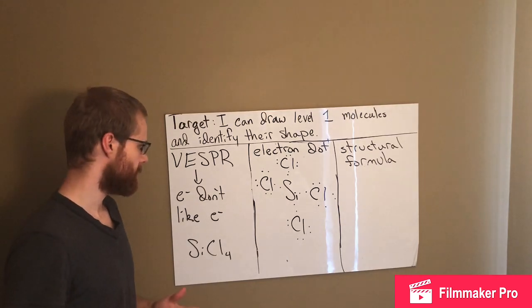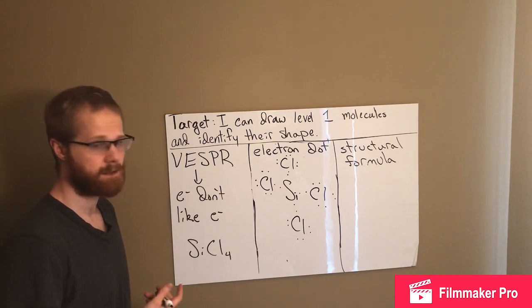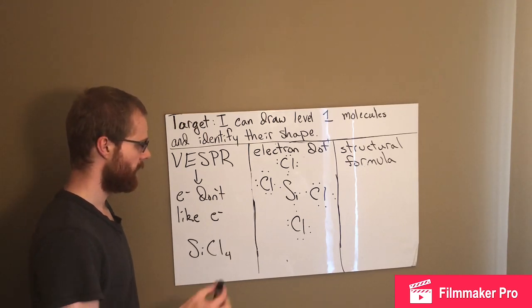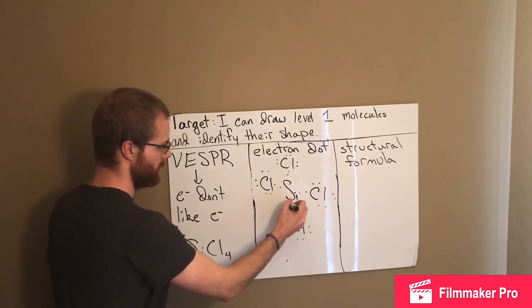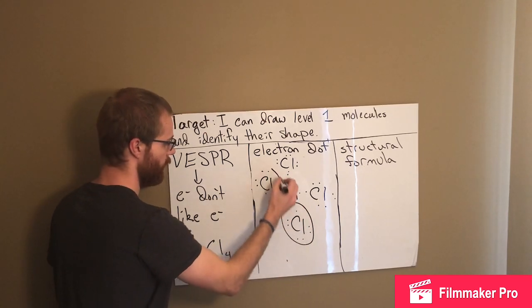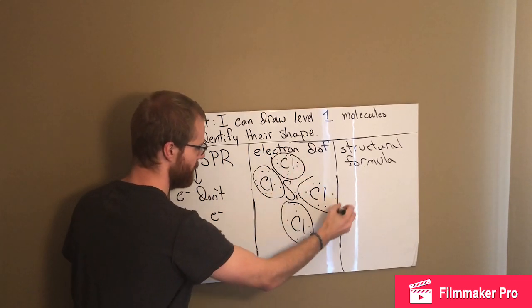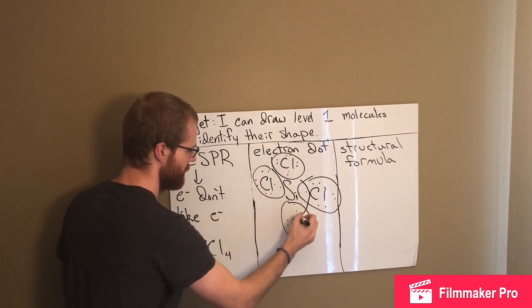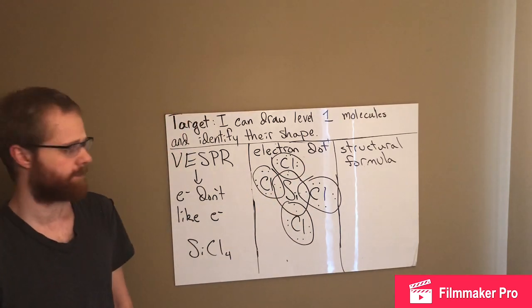Here we go, let's go over this problem. I've already added in all of the valence electrons for my silicon and my chlorine atoms. The chlorines all have 7, the silicon has 4. The chlorines are going to share one of silicon's valence electrons in order to be happy, and the silicon is going to share some of the electrons from the chlorines so that it is also happy.